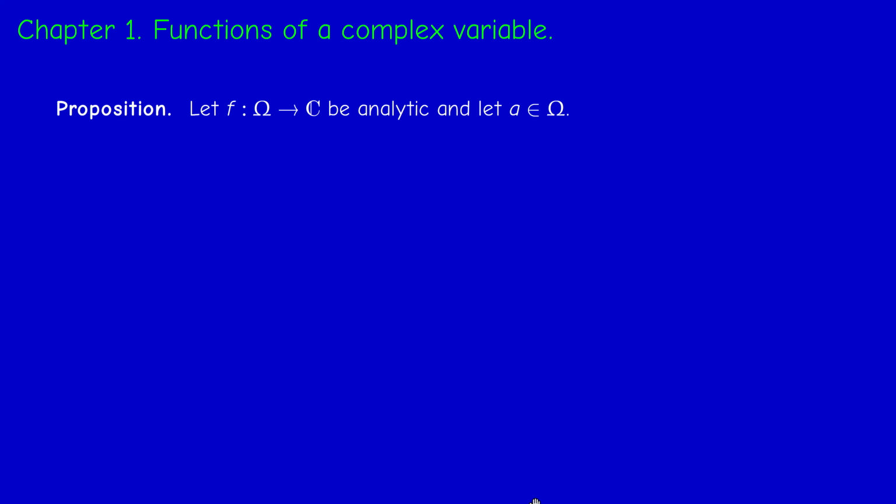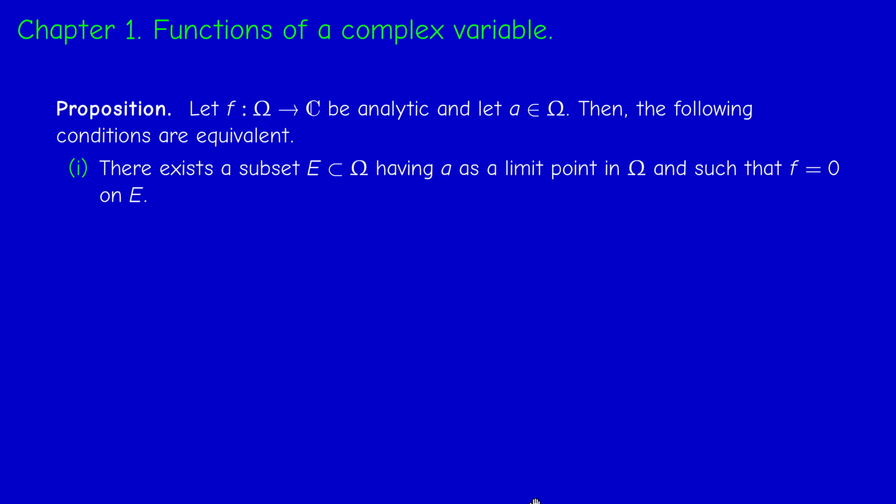Second result: we establish equivalence between three conditions. If we have an analytic function F on omega, the first condition states that there is a subset E of omega having A as a limit point, so A is the limit point of E, and F vanishes on E. Now, in the exercises, we'll illustrate this.